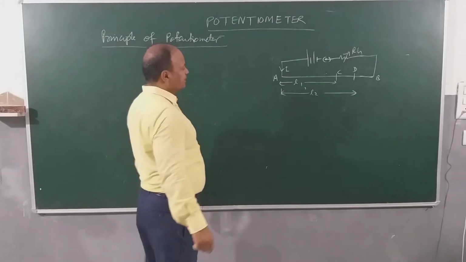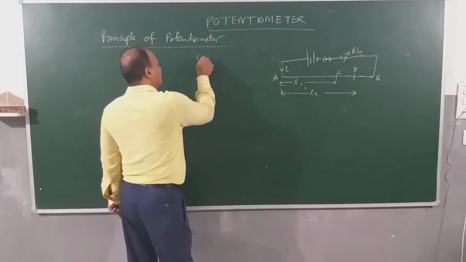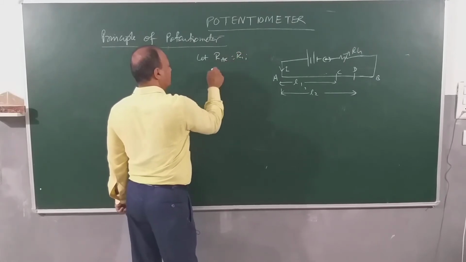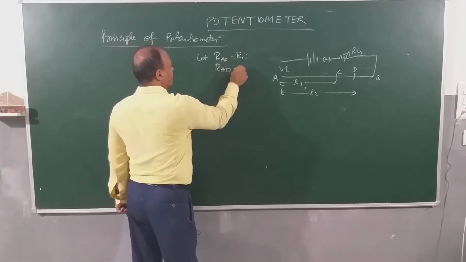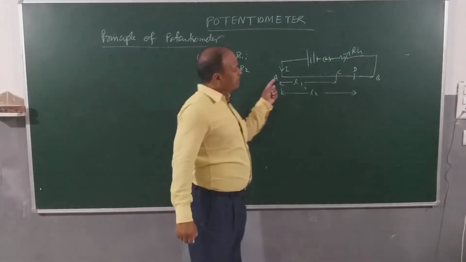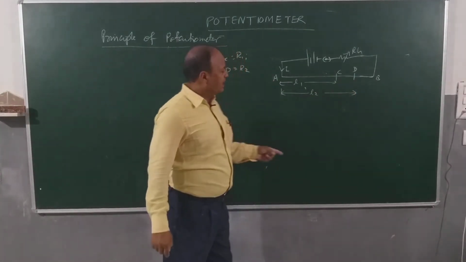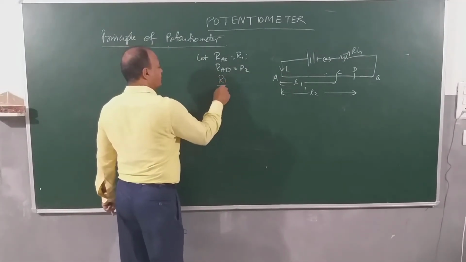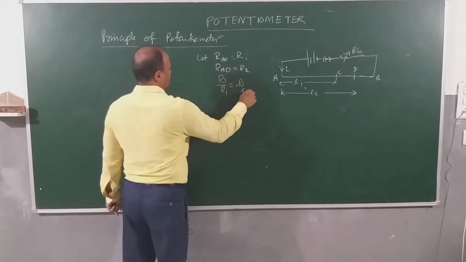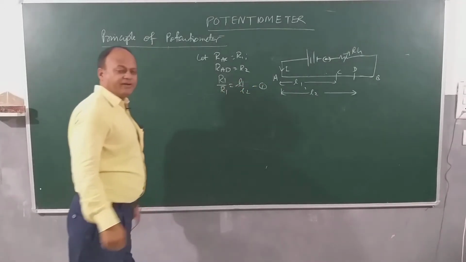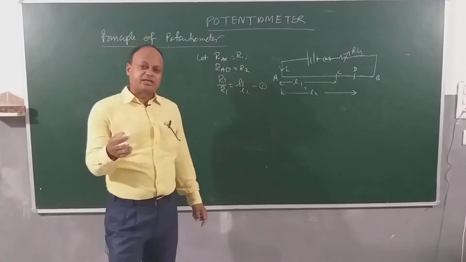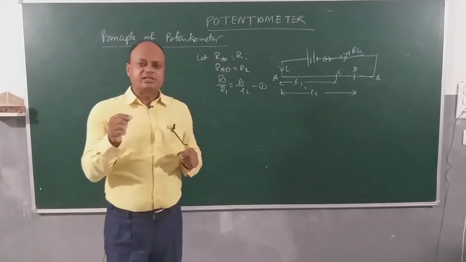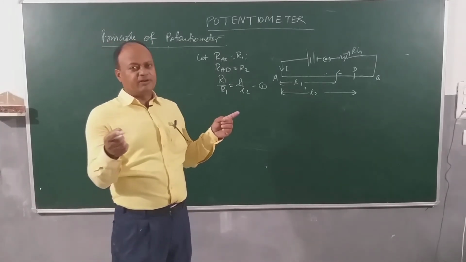Clear? Then let the resistance of AC be R1, and the resistance of AD be R2. This wire is of uniform cross section, and the same current is flowing through the wire. Then we know that R1 upon R2 is equal to L1 upon L2. You know this already from the factors influencing resistance of a conductor. You have done that if you take a wire of uniform cross section, then resistance is directly proportional to the length of the wire, right?